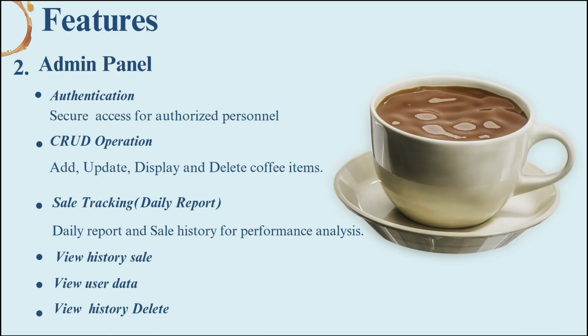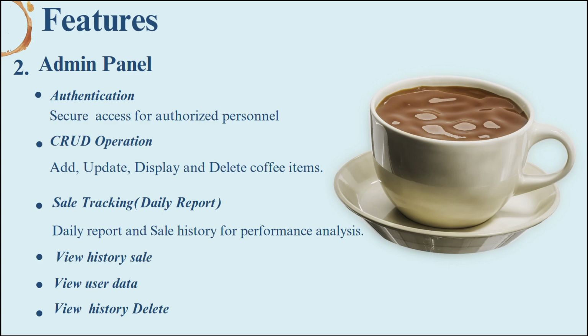Second, we have admin panel. In admin panel, we have two main features. First, authentication. In this part, it will require the user to input their username and password to log in and access the system. Then we have CRUD operation. We have add, update, display, and delete coffee item. Add, we can add coffee one by one. Update, we update by ID. Then it will ask you what you want to update: name, quantity, price, or you want to update all.